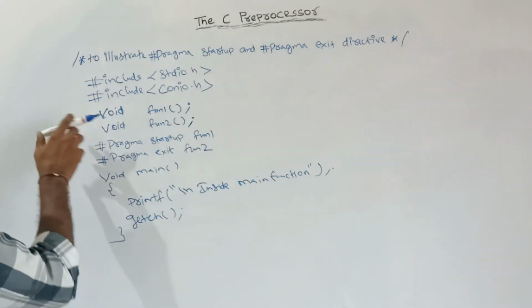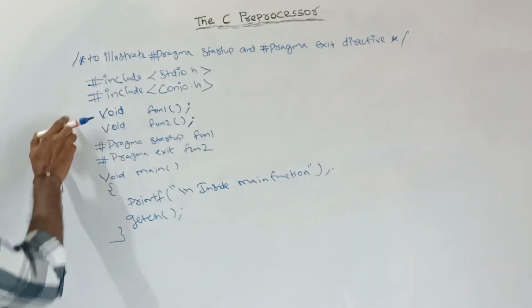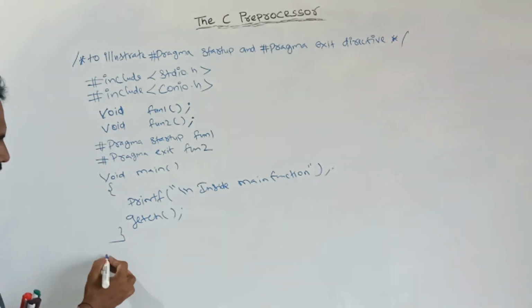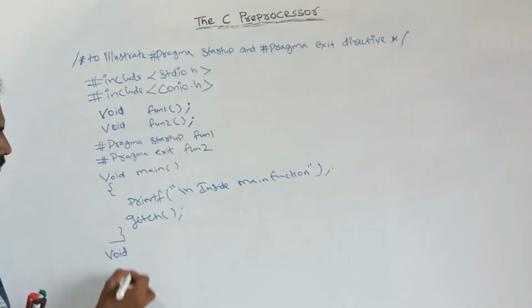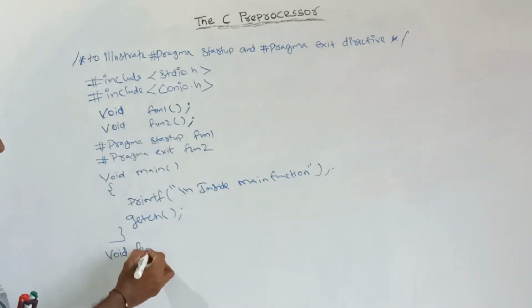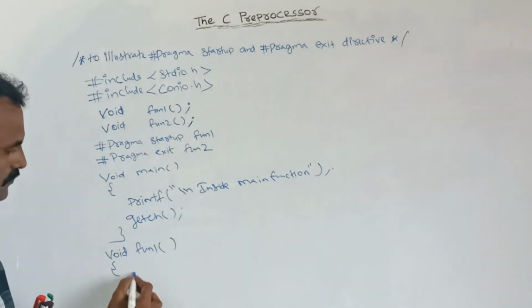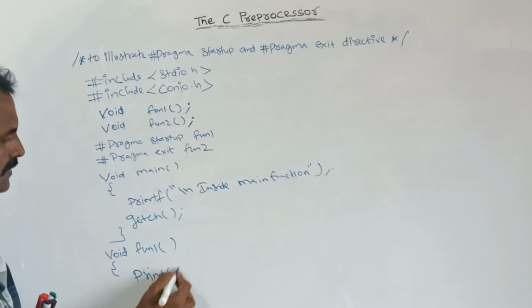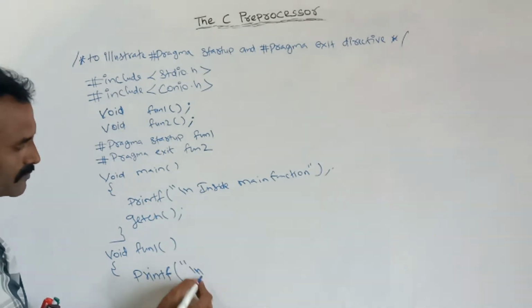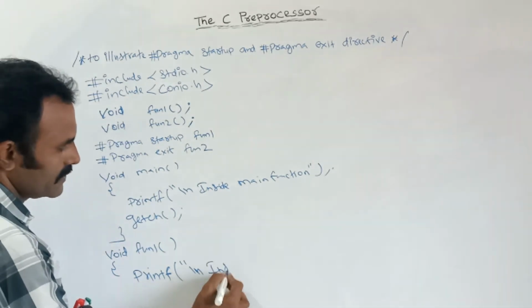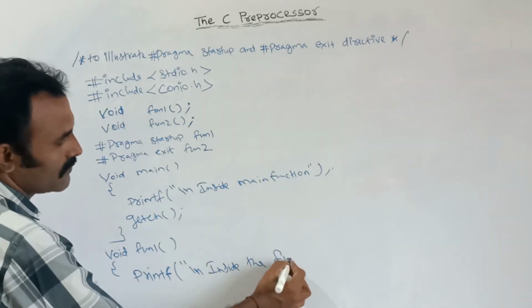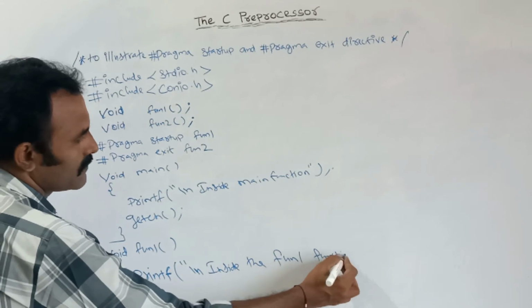See, here I have declared the function. I am defining the function here, void fun1. Inside, I am telling it to print the message. With the help of this printf, I am telling it to print the message that is inside the fun1 function.